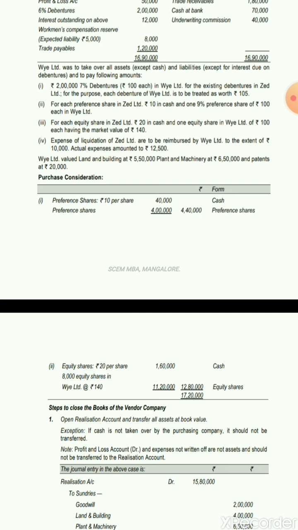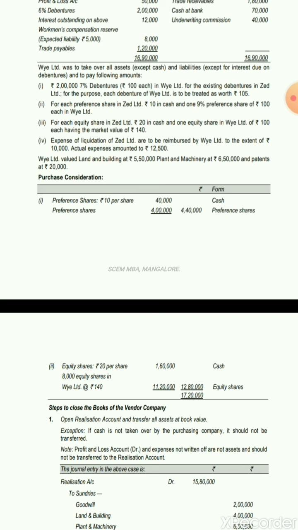And then continuing the additional information, one equity share in Y Limited of rupees 100 each having the market value of rupees 140. So here understand the actual value of the equity share is 100, but the transferee company is paying 140 for every equity share. Actual value is 100, but it is paying 140. So why this 40 extra? This 40 is premium. For every share, 40 extra is paid, and every equity share is discharged at premium. So how many equity shares we have? We have 8,000 equity shares into 140. Actual value is 100, but the transferee company is paying 40 extra. So we should take into consideration 140.